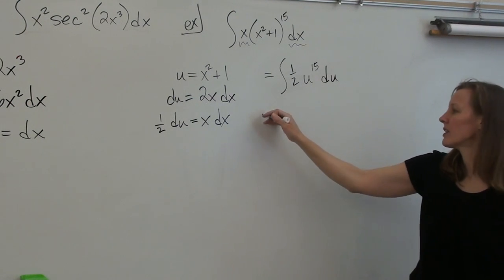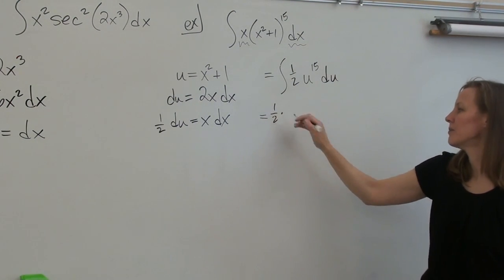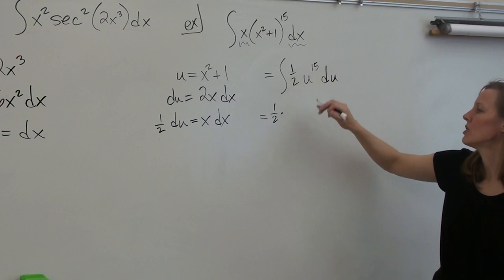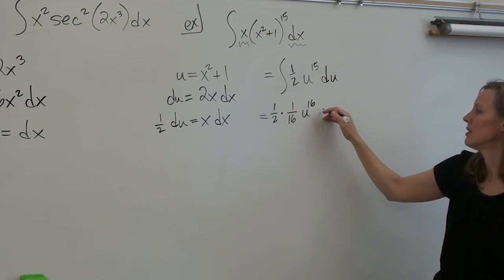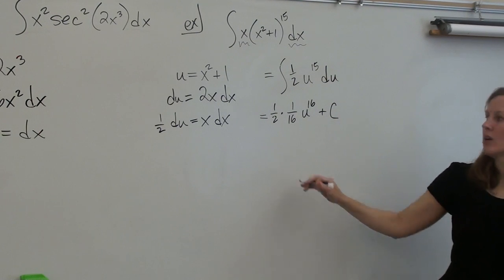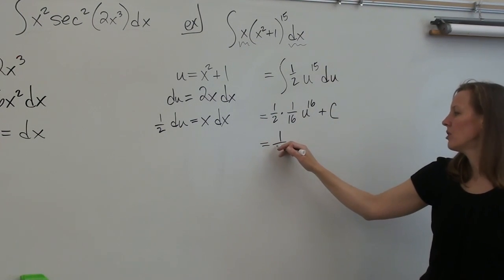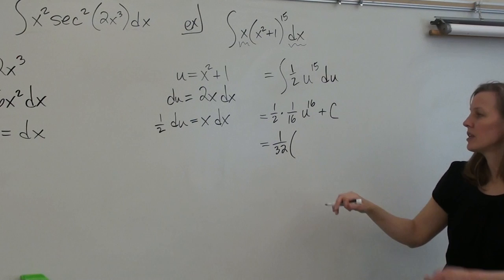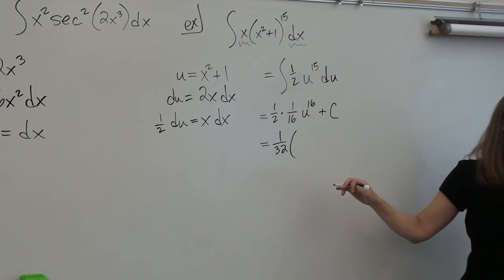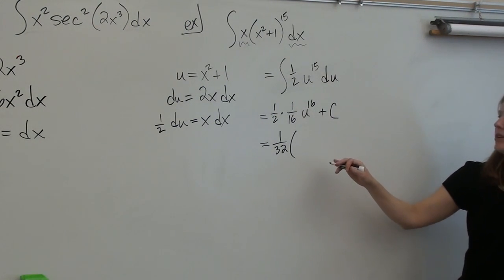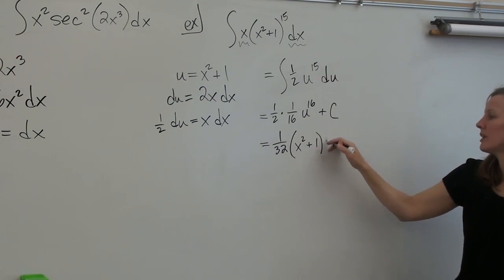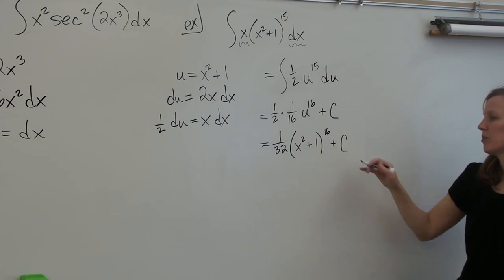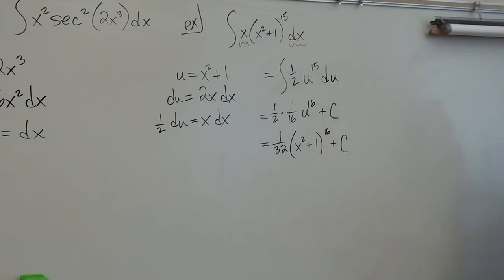And now I can just anti-differentiate. So I get 1/2 times, so the integral of u to the 15th would be 1/16 u to the 16th plus c, or 1/32 times, what do I have to do? I've got to replace the u back with x's: x squared plus 1 to the 16th plus c. You don't leave u in your answer. Always go back to x's.